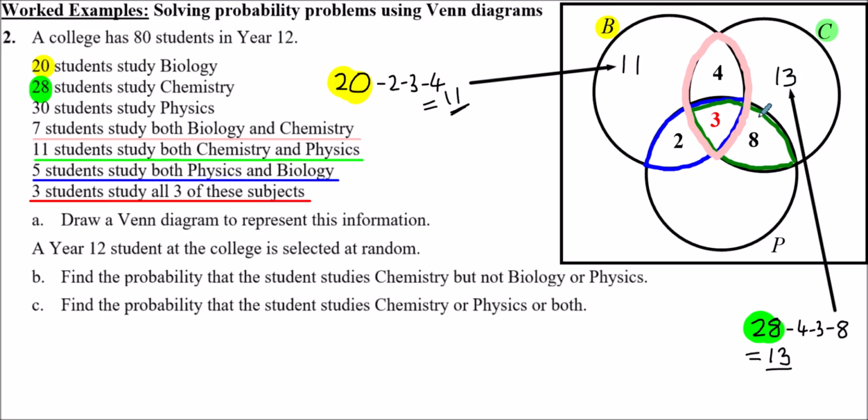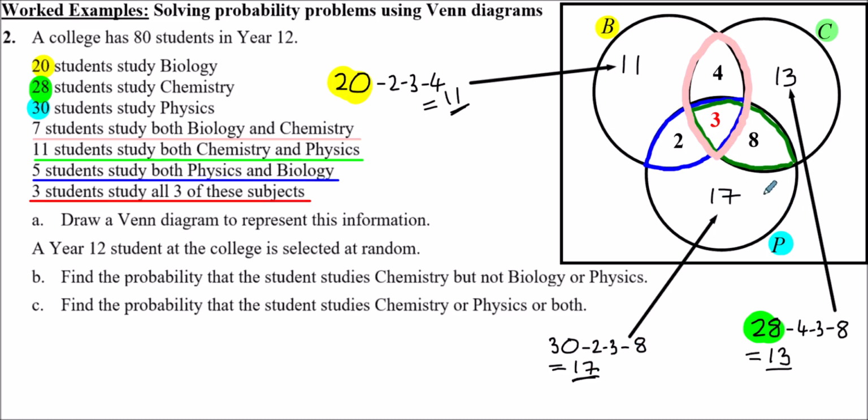Okay. Then we need to do the physics bit. So physics is this bottom whole circle. So we've got 30 students that study physics. So already for this physics section, we've got 2, 3 and 8. So the remaining number is going to be this 30 minus 2 minus 3 and minus 8. So 2 plus 3 plus 8 gives us 13. 30 take 13 gives us 17. So that number needs to be 17.